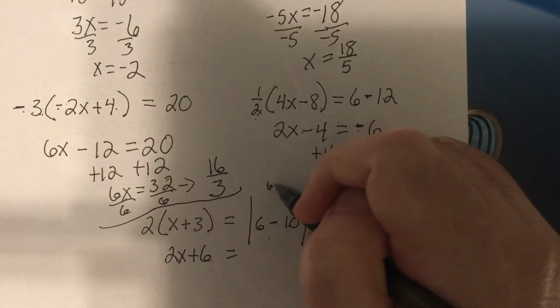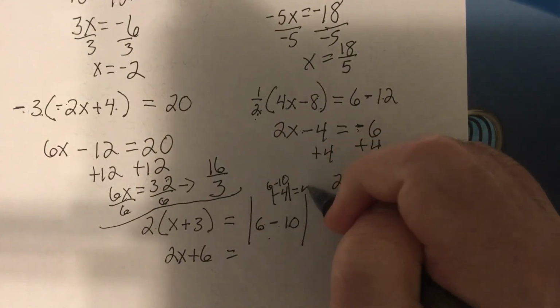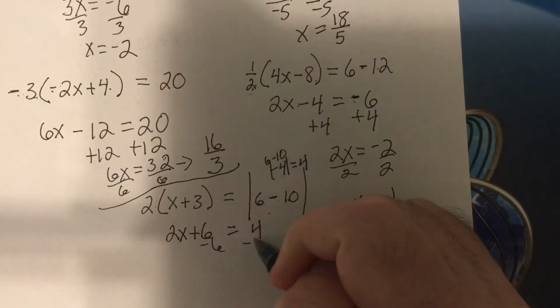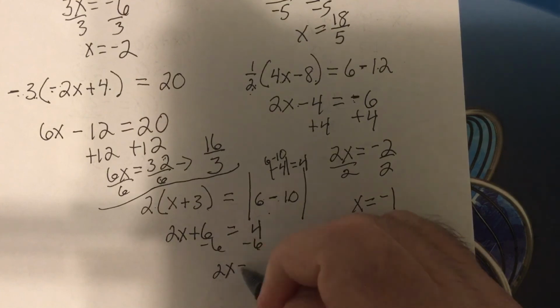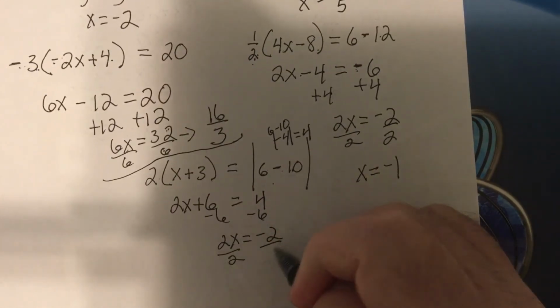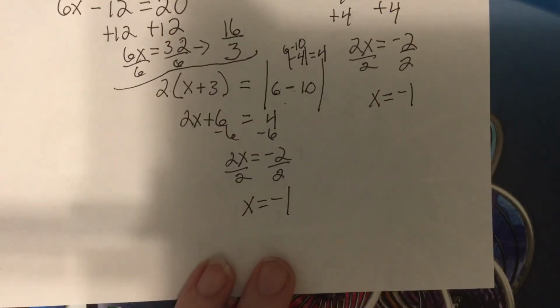So 6 minus 10 is negative 4. Absolute value of negative 4 is 4. So 4. So subtract 6. 2x equals negative 2. So divide by 2. X equals negative 1. I hope you got those.